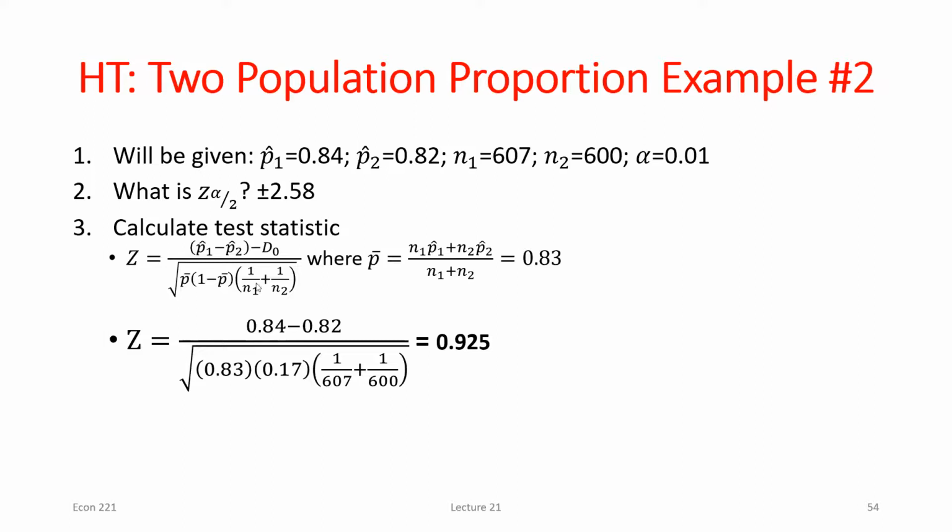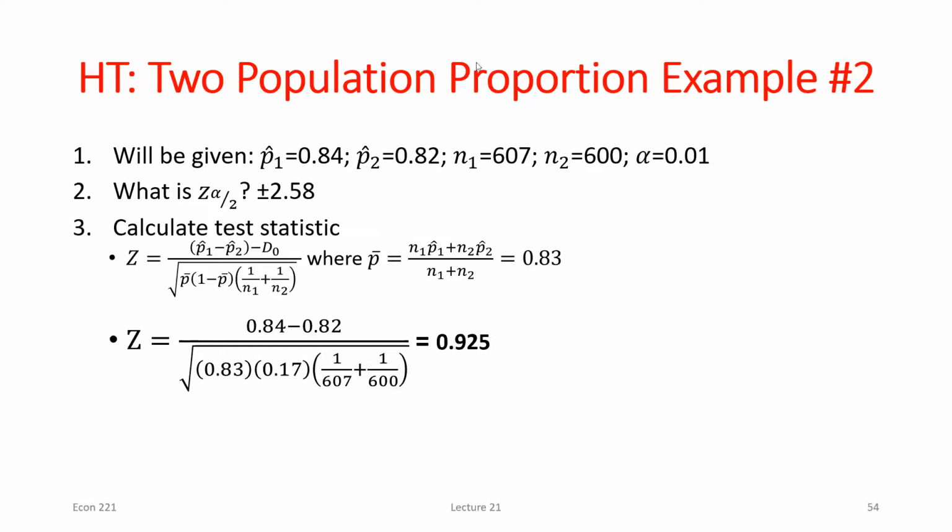We then look at that test statistic equation, plug in 0.83 for p bar, plug in our sample sizes, plug in our two sample proportions. The assumed true difference was 0. We'll get a z-score of about 0.925, okay? So that's our z statistic, or our test statistic. We found a sample difference that was 0.9 standard deviations away from the assumed true difference of 0, okay?